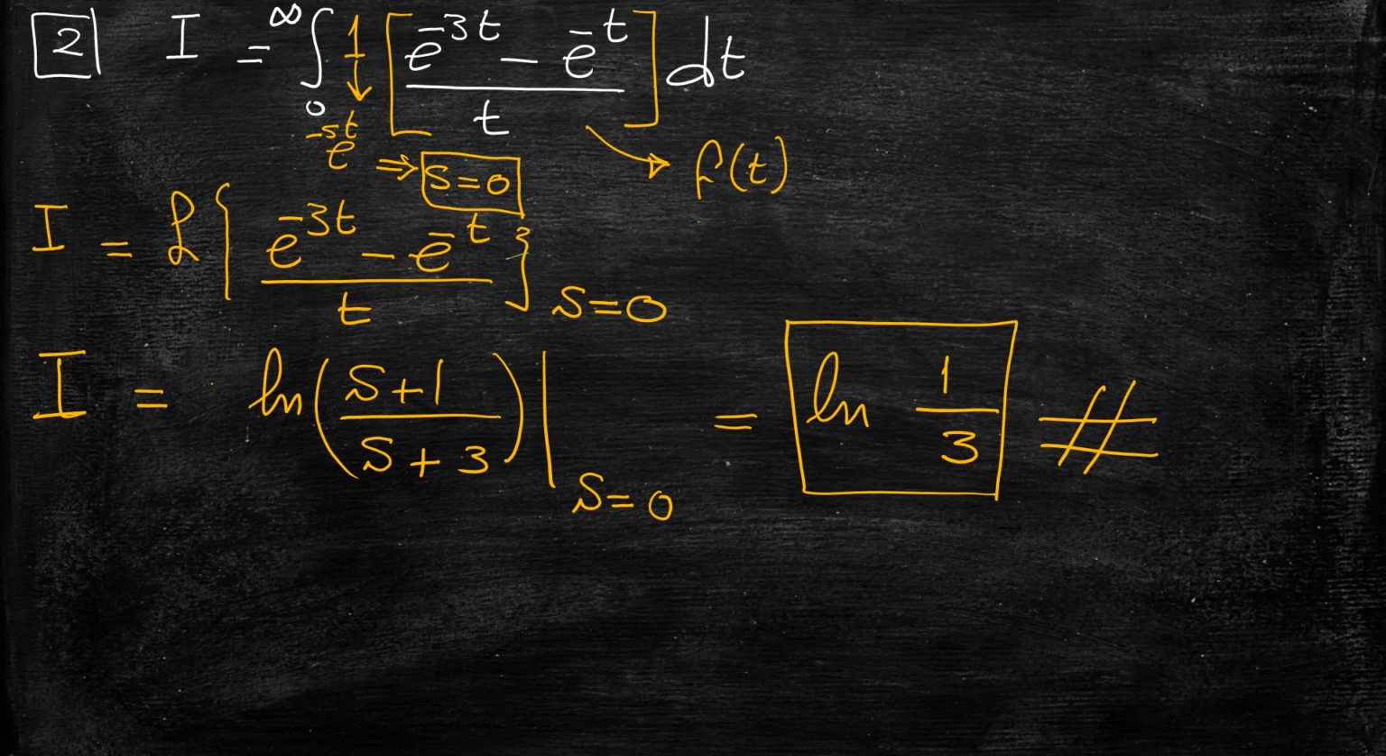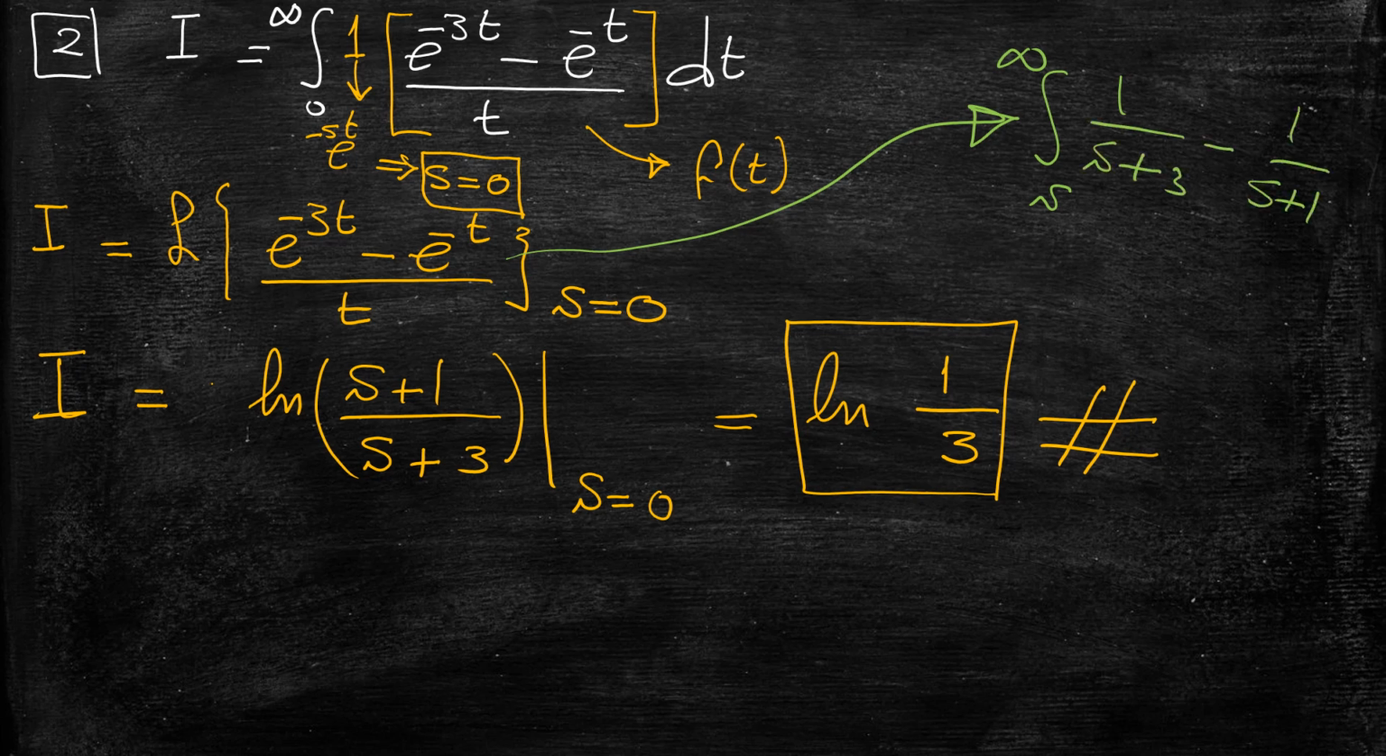Again, to move quickly over this one, this was integration from s to infinity of 1 over s plus 3 minus 1 over s plus 1, ds. And after substitution, we got this one. We did this in more detail. And we need to find the integral right now. So the value of this integral is ln 1 over 3. So again, this one is a number.